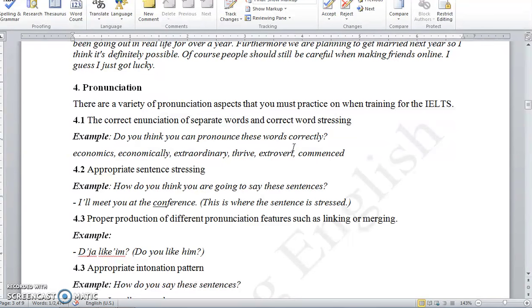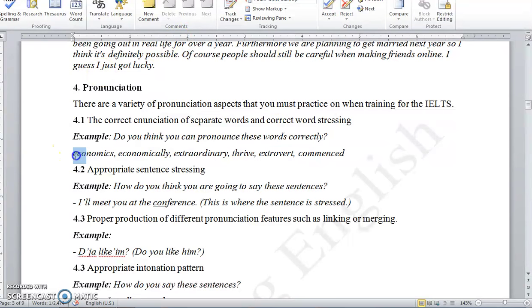So the first is the correct pronunciation of each word with correct stressing. Now, do you know about stress? For example, the word "extrovert." When you say "extrovert," you can see that this word contains three syllables, and the stress is going to fall on one of them. Do you recognize the syllable that the stress falls on? Extrovert. So it must be the first syllable.